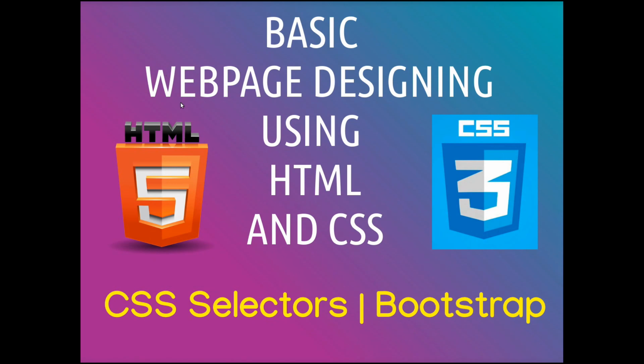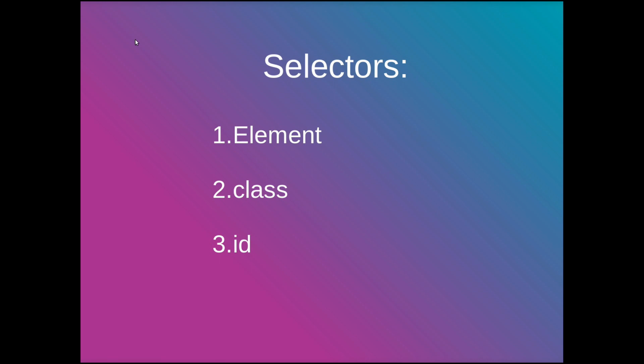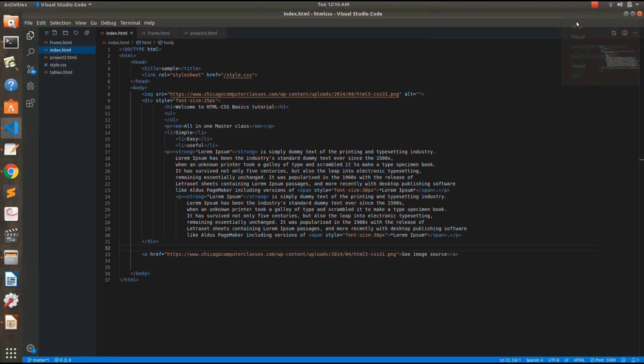Okay, so welcome back. In this video, we are gonna see what CSS selectors are and why they are used. Also, then we'll move on to Bootstrap and see their usage. The three CSS selectors that we are gonna focus on are element, class, and ID. Now there are way more other ways of selecting an element, but we are gonna see these first, and those methods we will see in later stages.